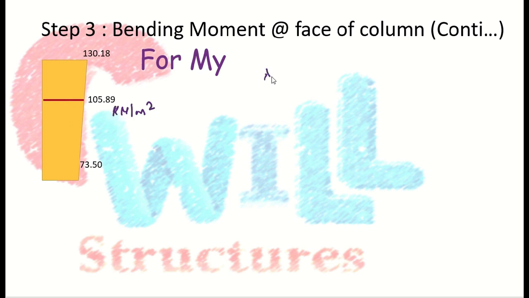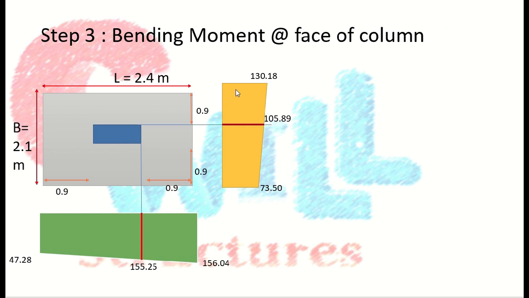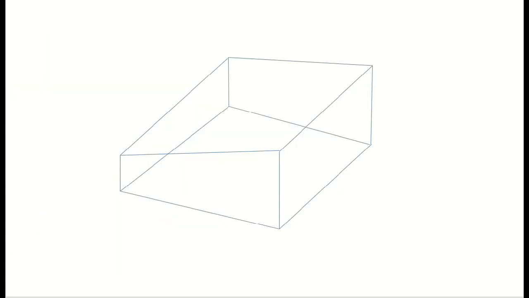We have to determine the moment, and that is force into perpendicular distance. So we have to determine the area of this particular portion, right? Why? Because we have to determine the bending moment at the face of the column parallel to the lateral direction, right here. And our pressure diagram in 3D, you can see something like this. So we have to determine the area for this particular section.